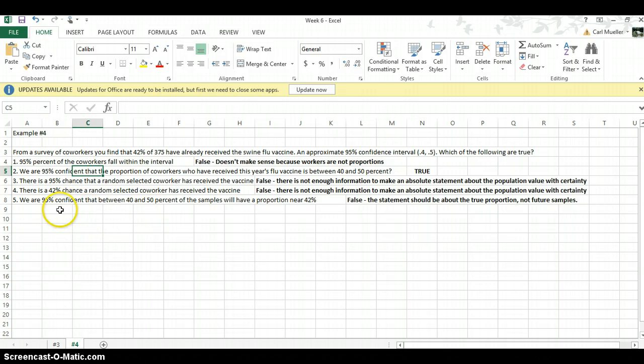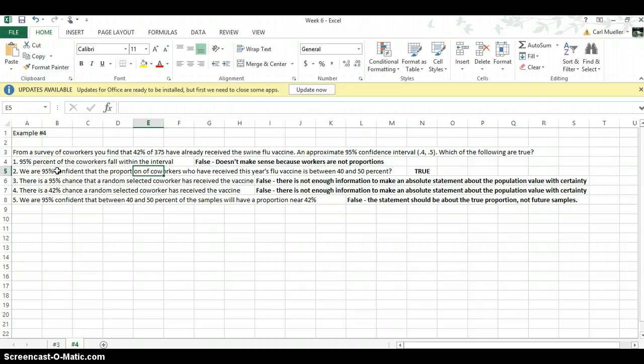And the 40 to 50%, this is correct, confident between 40 and 50%, but as we noticed in statement number 2, which is true, we are 95% confident that the proportion of workers who receive this vaccine. Now, proportion of workers just means what's the rate? That's really what it's getting at. So what it means is that the rate of the coworkers receiving the swine flu vaccine is 40 to 50%, the 95% confidence interval.